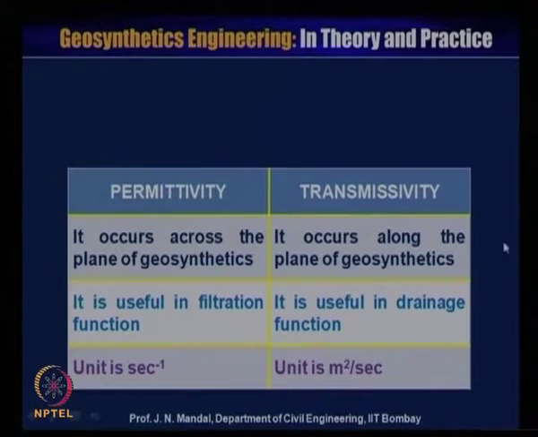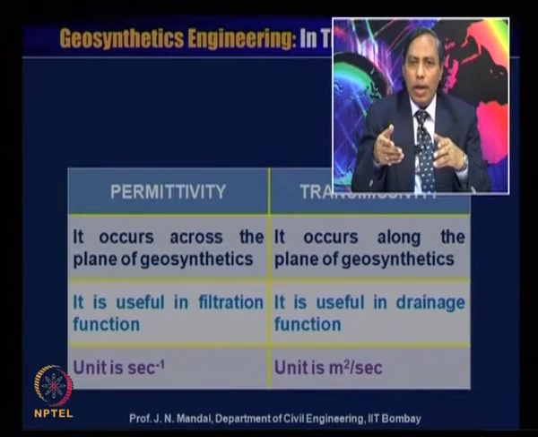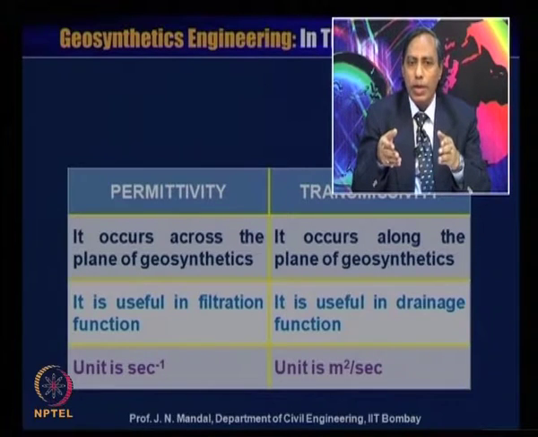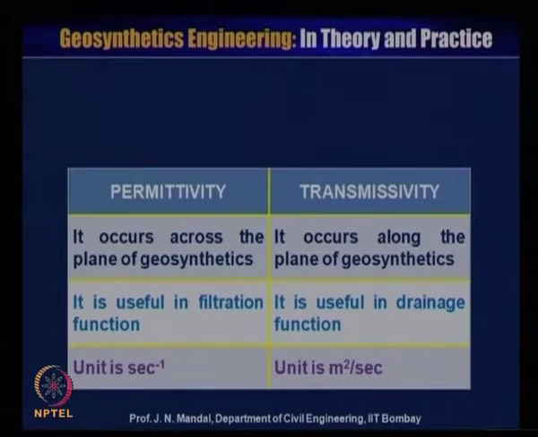Now in general, the difference between permittivity and transmittivity is this: permittivity occurs across the plane of the geosynthetic, and transmittivity occurs along the plane of the geosynthetic. Permittivity is useful in the filtration function, and transmittivity is useful in the drainage function. And look at the unit of permittivity: it is per second. The unit of transmittivity is meter square per second. So you should remember.